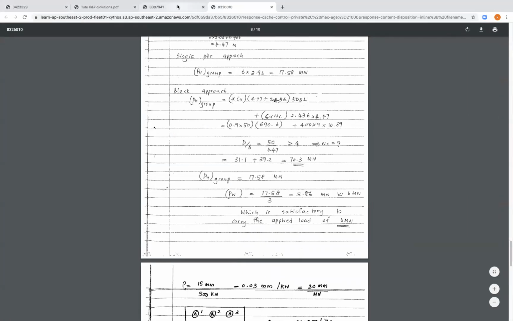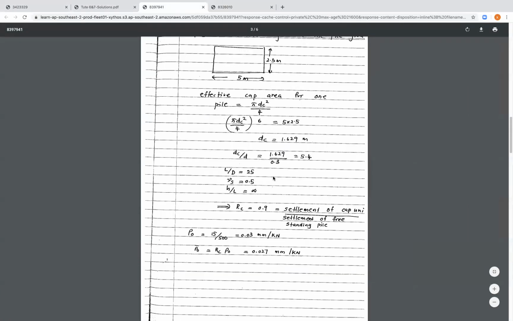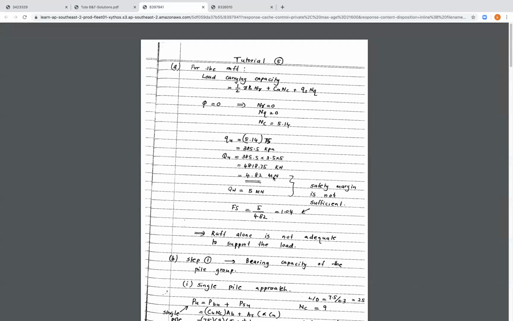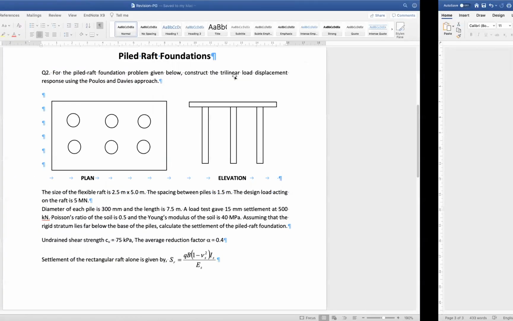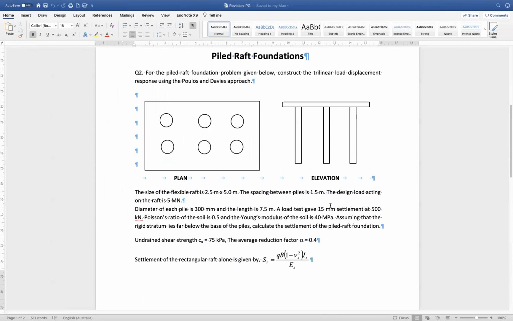Okay, so to start on the solution here, firstly, we need to find out if the raft alone is sufficient to carry the load. So the load here we have is 5 meganewton. We have a working load which is 5 meganewton.